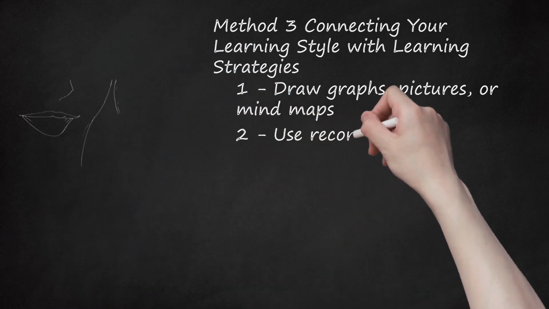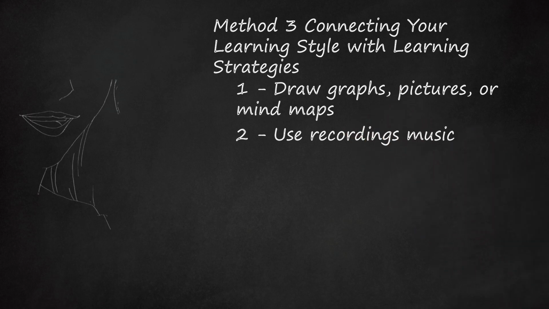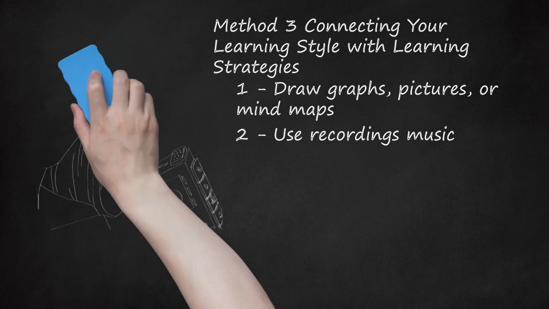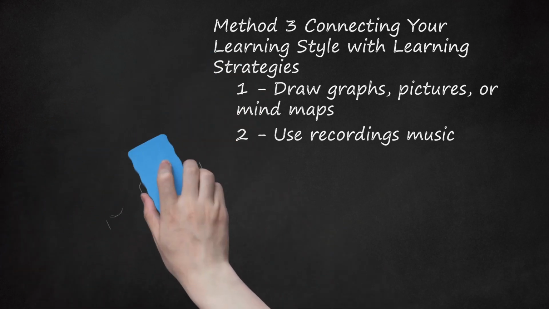2. Use recordings or music. If you are more of an auditory learner, record lectures to help you remember concepts and ideas. This way you can go back to the recording to help you understand your material better. You can also use rhyming and/or music to help you remember words, ideas, and concepts. For example, if you are trying to remember a definition, come up with a musical rhyme to help you remember the word and definition.